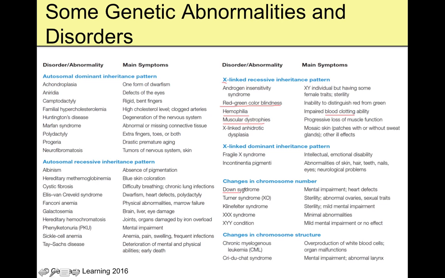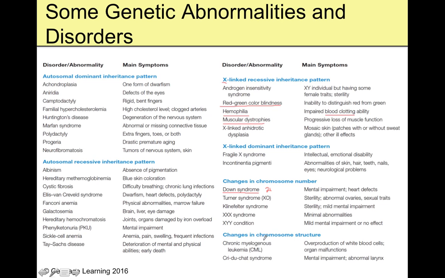Changing chromosome number, Down syndrome is definitely the most common. Mental impairment, heart defects, things of that nature. And that's trisomy 21, so they have 3 copies of chromosome 21. Turner syndrome, we're going to look at that. That's XO, a female without the other X chromosome. Klinefelter syndrome, we'll look at a few of these. Triple X, XYY. These are variations in the number of sex chromosomes that you have.